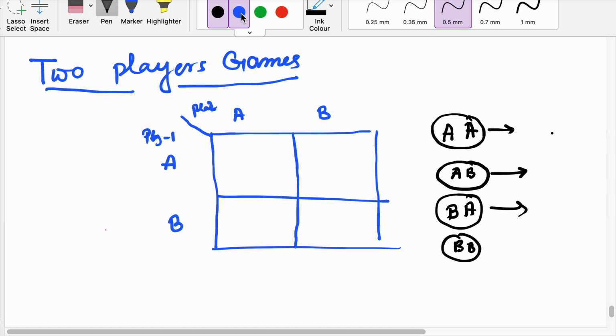So I am saying that in this situation, since both players are playing action A, both players get the payoff of A and A.